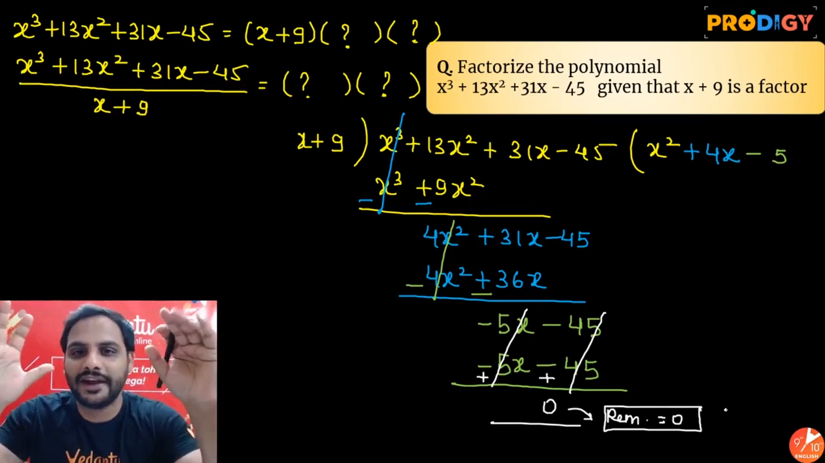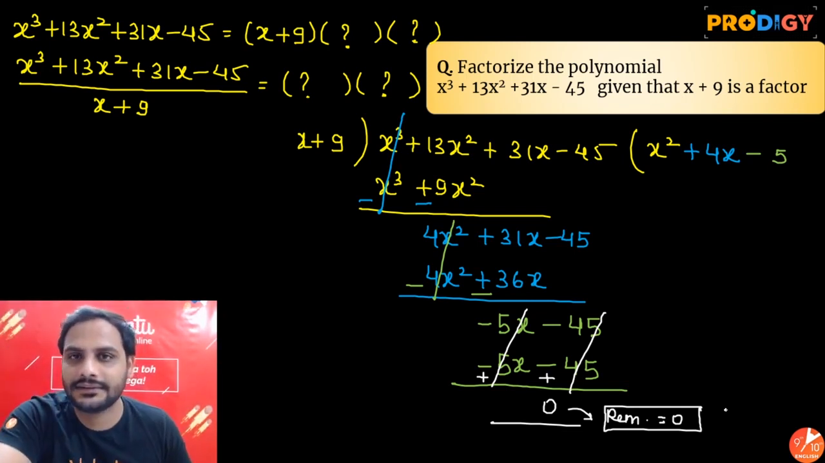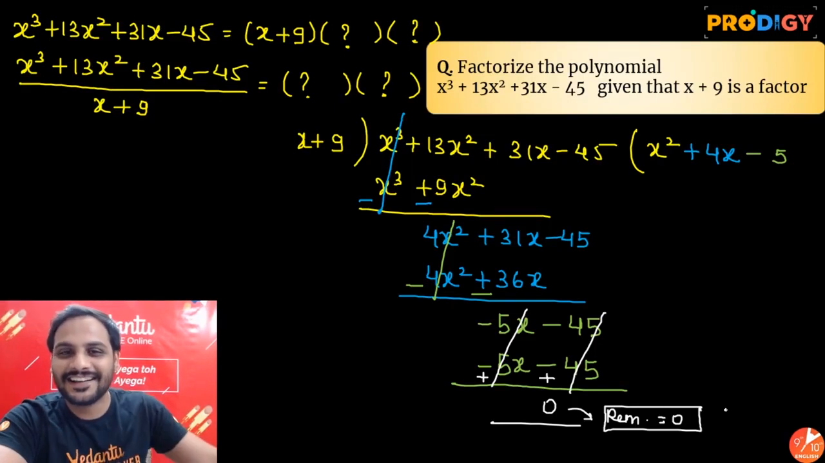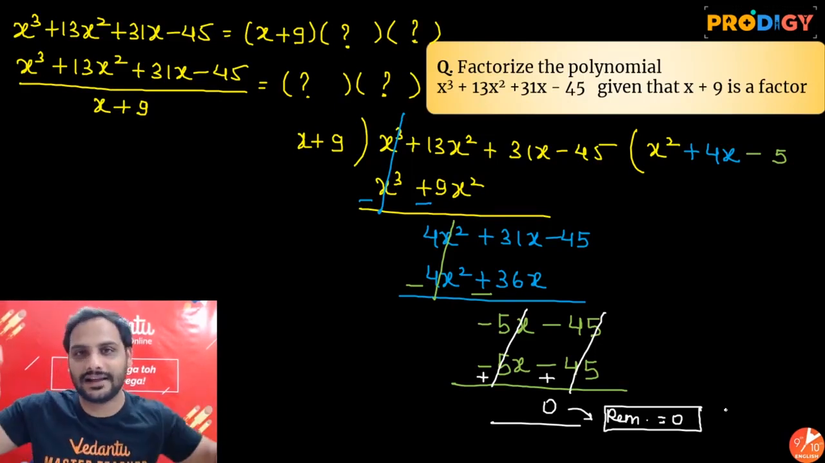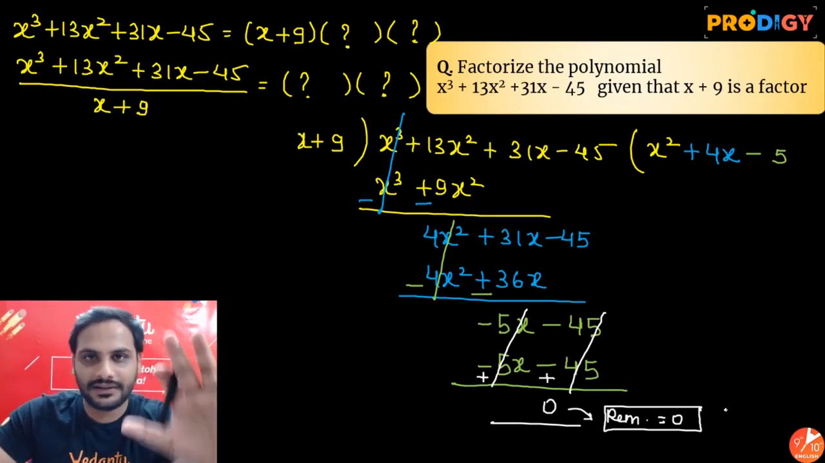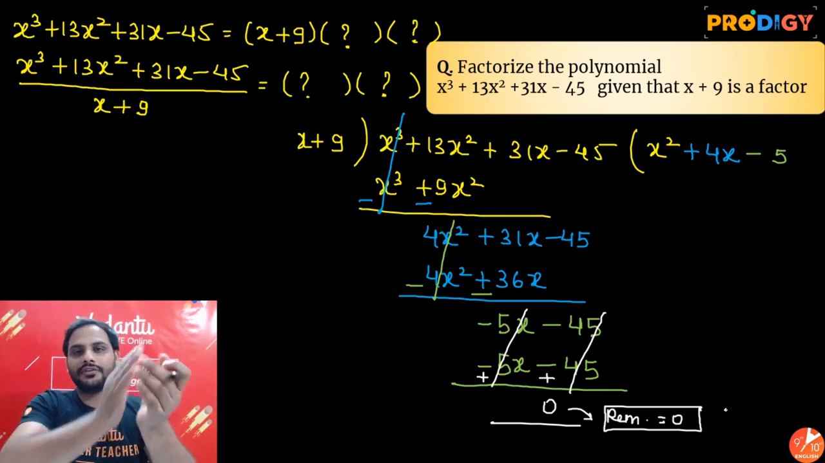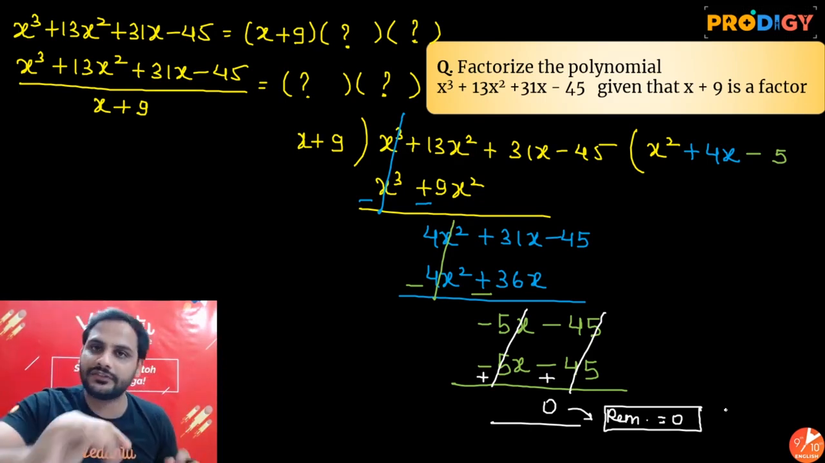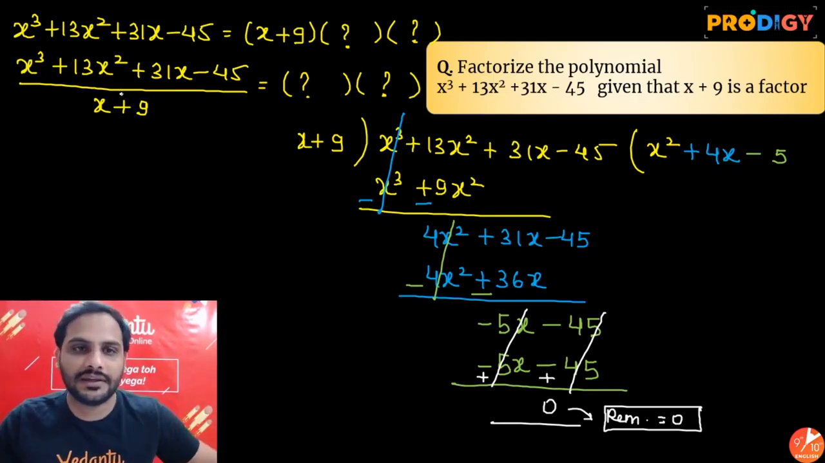Because if I am dividing this x cube plus 13x square by one of its factors, definitely the remainder must be 0. Division by factor. We did it last time, right? So we can say the remainder must be 0. I have got my remainder 0. Clap for yourself. Pat yourself on the back. Division is correct.